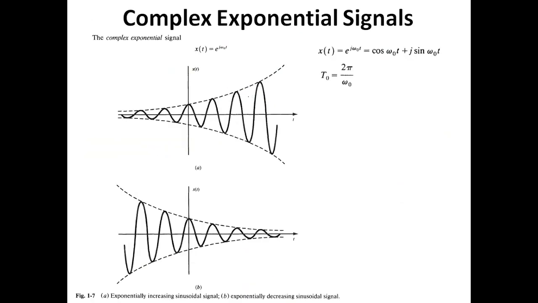Now coming to the complex exponential functions. The complex exponential function is given by x of t equals e to the power j omega naught t, and it can further be broken down into cos omega naught t plus j sin omega naught t. You can have exponentially growing or exponentially decaying signals, and this kind of signals are regarded as complex exponential signals.